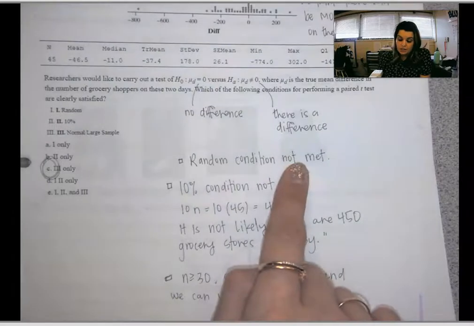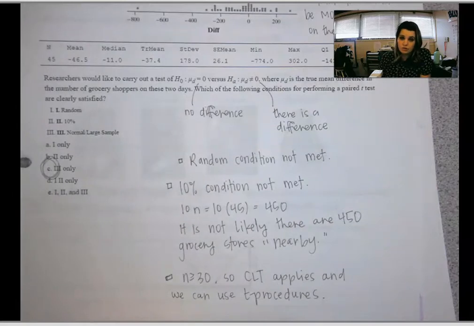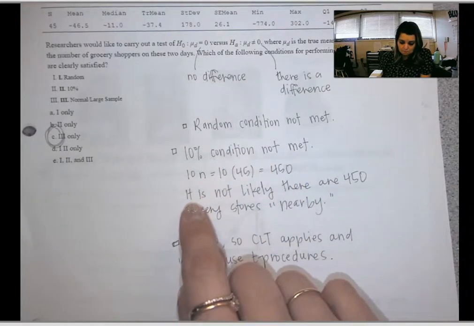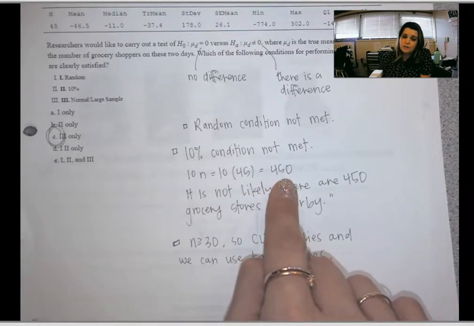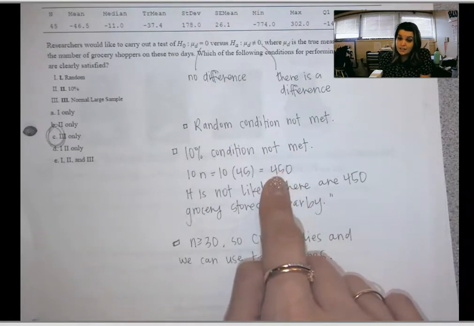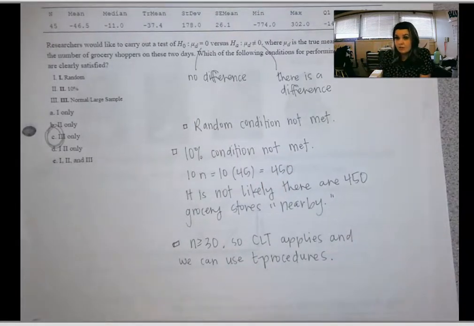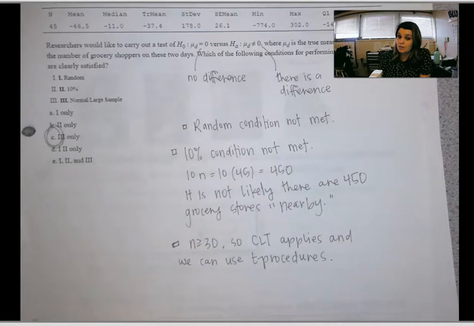So the random condition is not met. They just took a sample of 45 nearby grocery stores, so that one's not met. And the 10% condition is not met because in order for the 10% condition to be met, there has to be 450 grocery stores nearby. If we think about Magna and West Valley, I think there's probably 10 grocery stores in 2 cities. So the idea that there's 450 grocery stores nearby, nope, it is not reasonable to assume 45 is less than a tenth of the population.